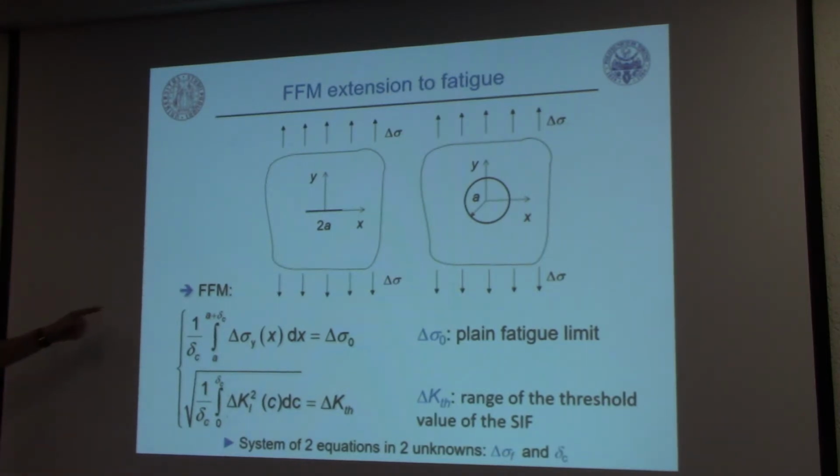And in the fatigue framework, the finite fracture mechanics criterion can be recast in this way, by introducing the plain fatigue limit and the range of the threshold value of the stress intensity factor. And again, we face a system of two equations in two unknowns. One is the fatigue limit, and the other one is the critical crack advance.